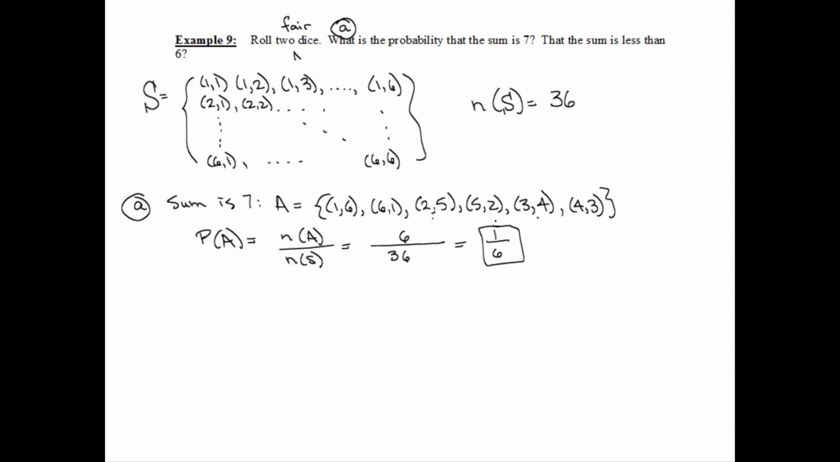Okay, let's move on. Let's look at the probability of the sum being less than 6. If it's less than 6, what are the possibilities for my sum? Well, is it possible to get a sum of 1? No. What's the smallest possible sum I can get with 2 dice? I could get 2, right? I can't get a sum of 1. 2 is the smallest, 12 is the largest. So 2, 3, 4, 5. Do I include the 6? No, because it says less than 6.